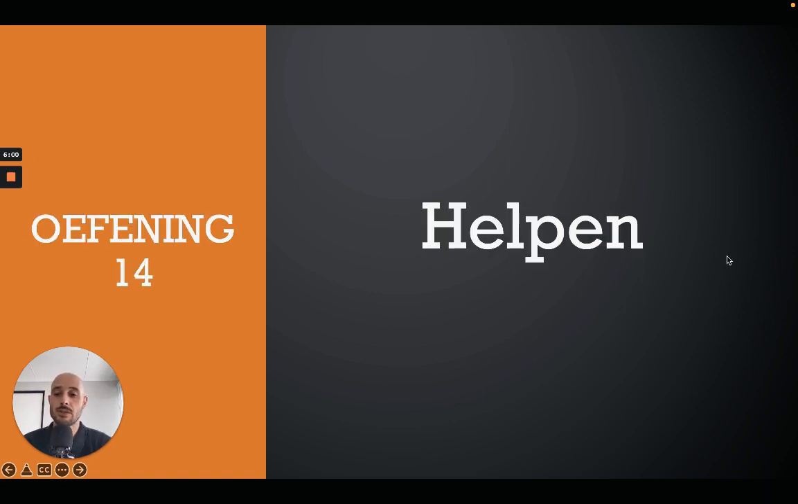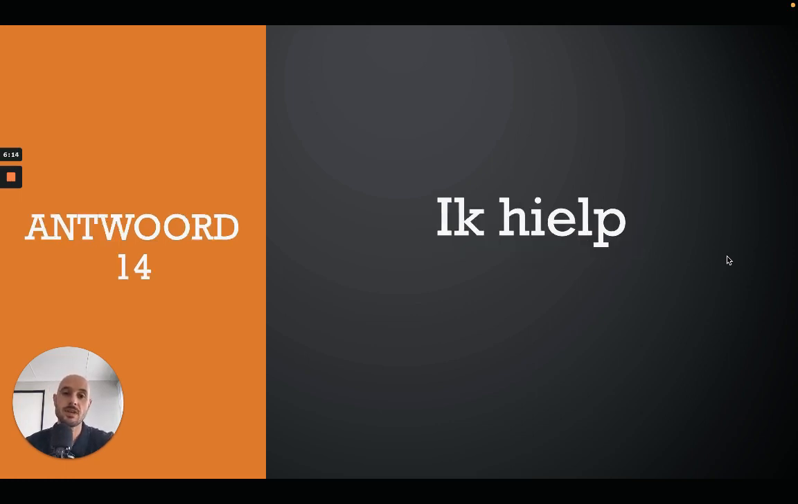Okay, we continue with oefening 14, exercise 14. Helpen is to help. English, it's regular because you would say I helped. However, in Dutch, it's irregular. So how would you say I helped in Dutch? Well, the correct answer is coming your way, and it's ik hielp. Ik hielp is I helped in Dutch.